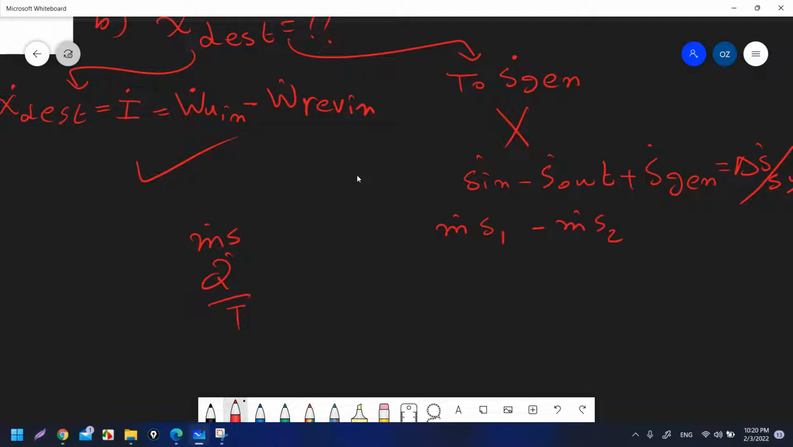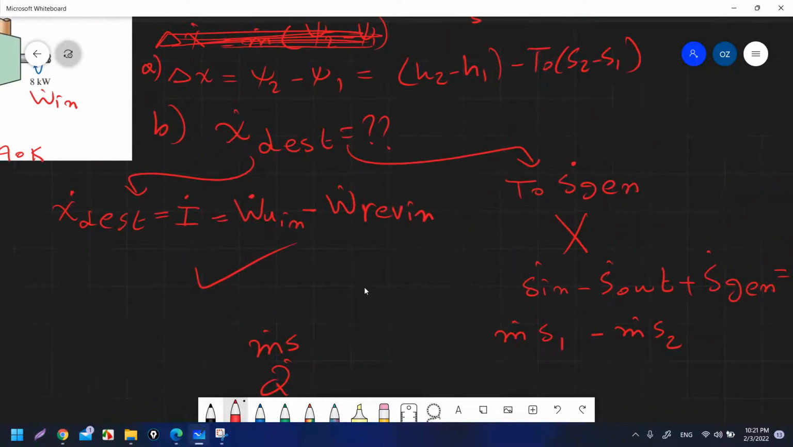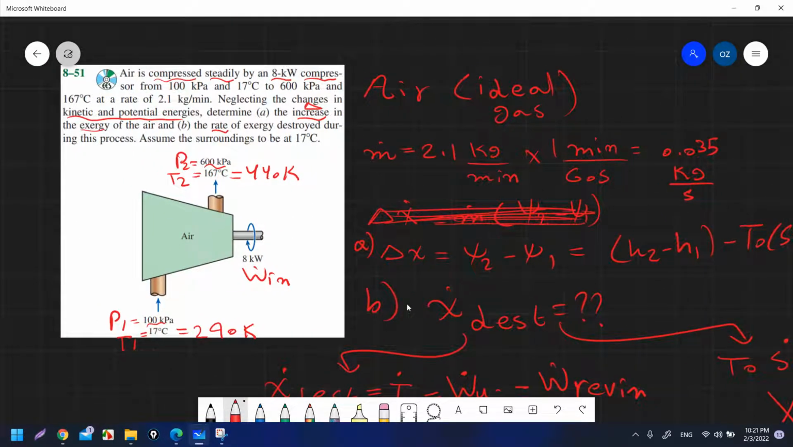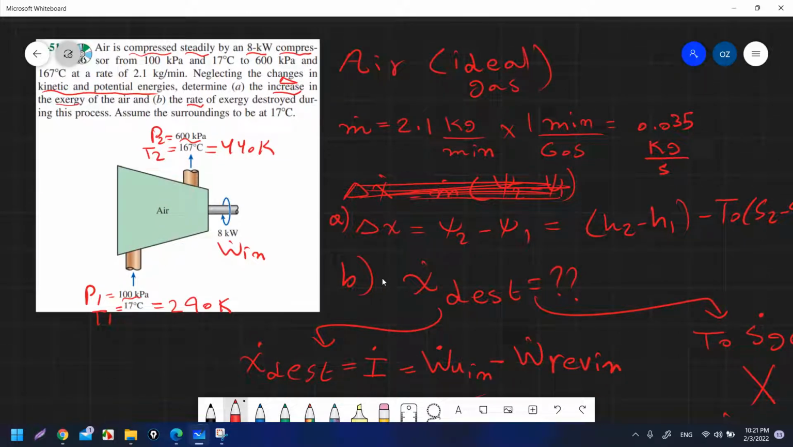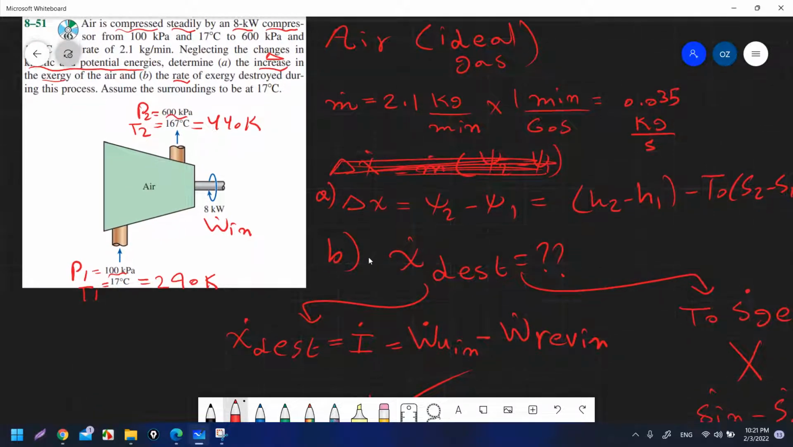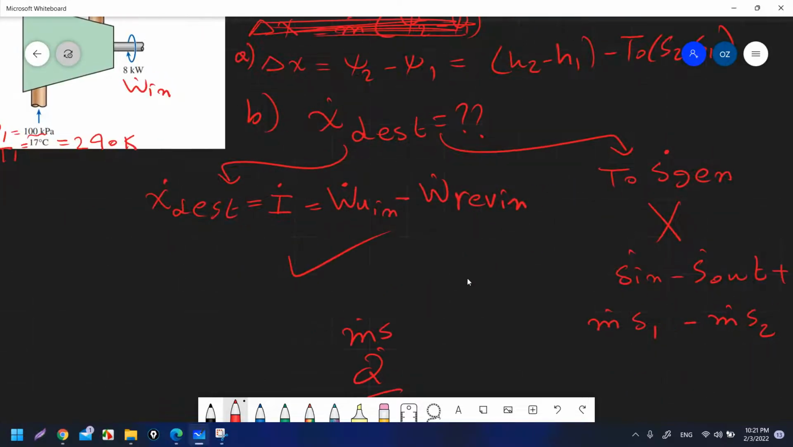Okay, but what about the heat? He didn't mention anything about the compressor being adiabatic, so there may be heat transfer in this system or in this compressor, but he didn't mention it. It doesn't mean that if he didn't mention heat in the question, it is adiabatic. No, if he wants you to know it is adiabatic, he will say it is adiabatic.